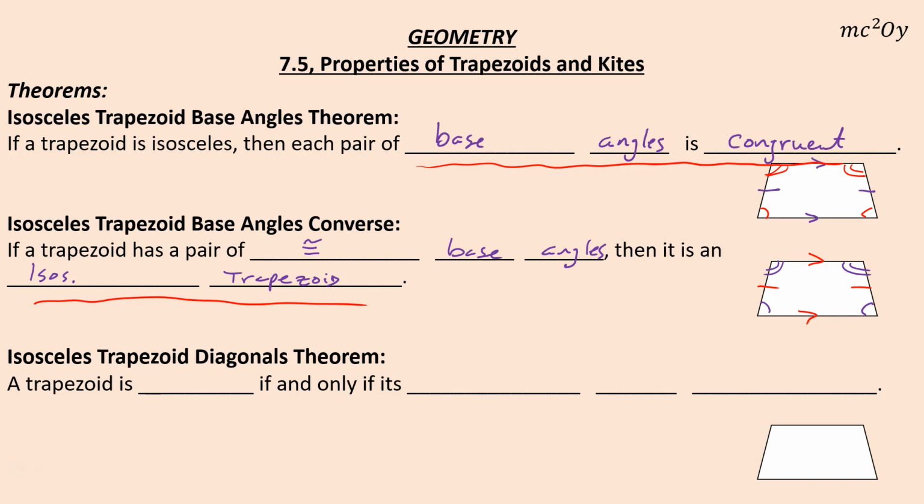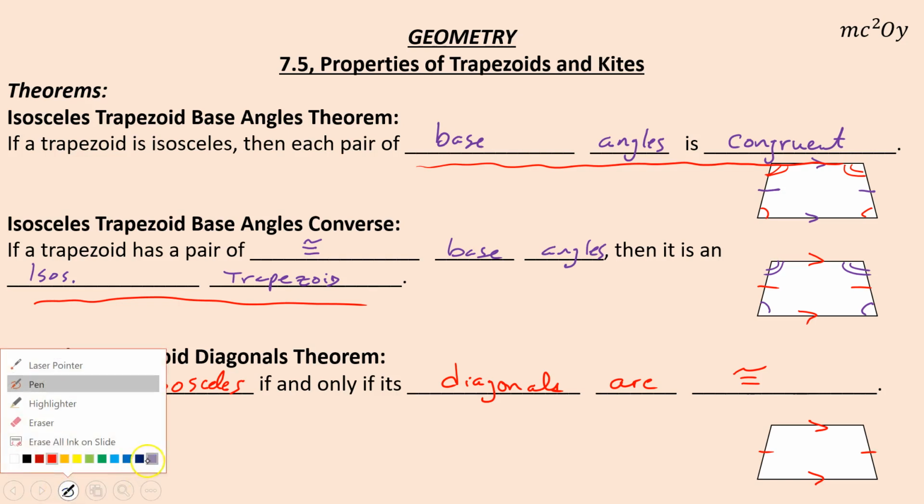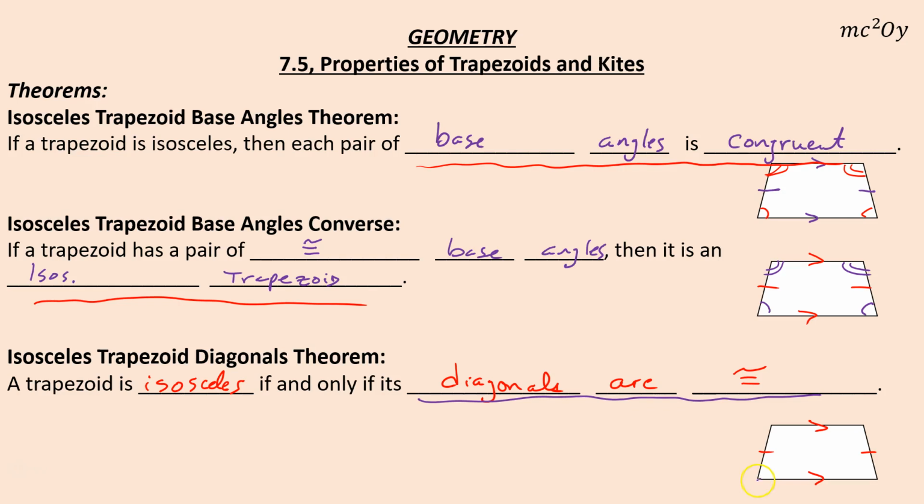All right, the isosceles trapezoid diagonal theorem: a trapezoid is isosceles if and only if its diagonals are congruent. Now I kind of hope that you would pause this and try to take a look at it on your own, but that's what we have. It's isosceles if its diagonals are congruent, so that and that. So if we were to label this ABCD, we would know that AC, that diagonal, is congruent to BD.